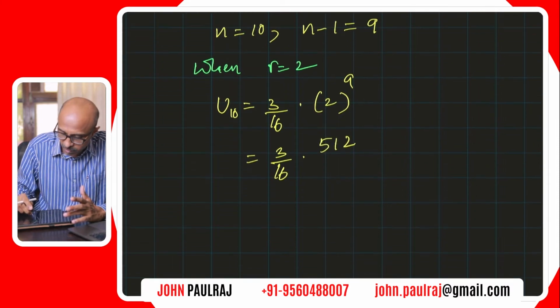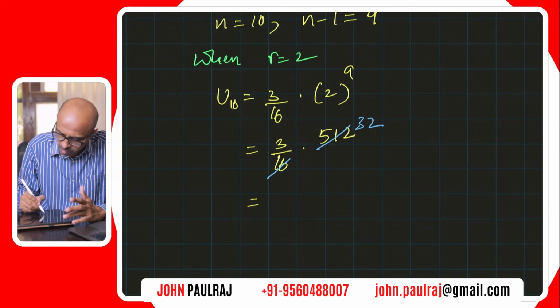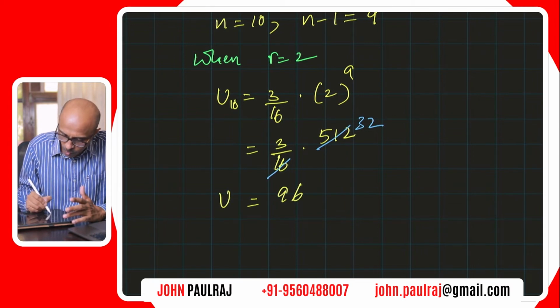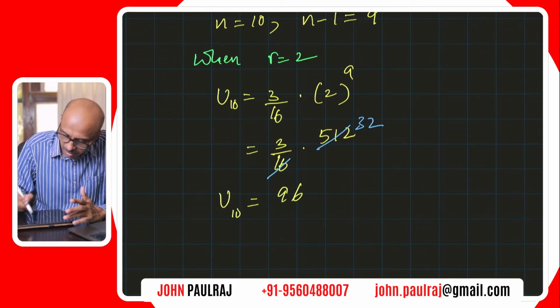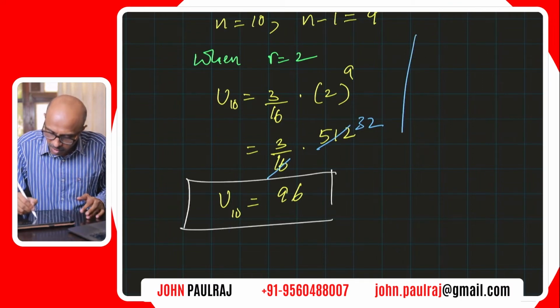2 to the power of 9 is 512. This can be further simplified as 16, and this is 32, which means that the value of the 10th term is going to be equal to 96 when the value of r is a positive 2. Let's do the same thing for r equals negative 2.